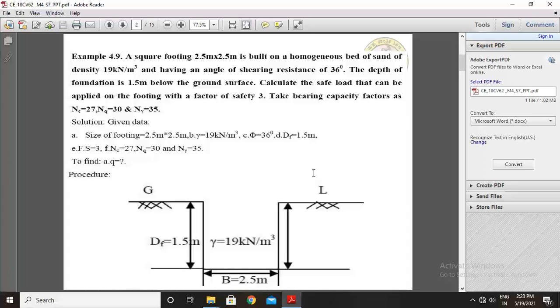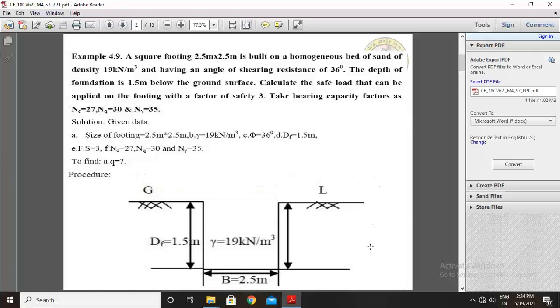Solution. Given data: size of the footing is 2.5 meter by 2.5 meter, gamma is 19 kilonewton per cubic meter, phi is 36 degrees, depth of footing is 1.5 meter, factor of safety is 3, bearing capacity factors Nc equal to 27, Nq equal to 30 and N gamma equal to 35. So these are the given data. To find: SBC equal to how much?